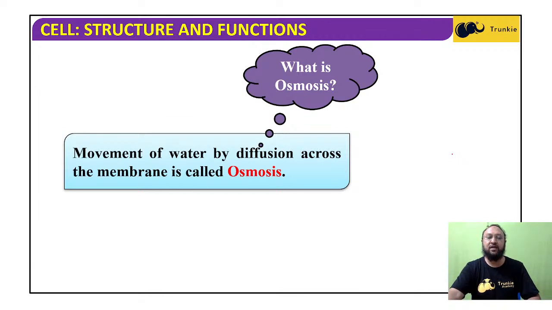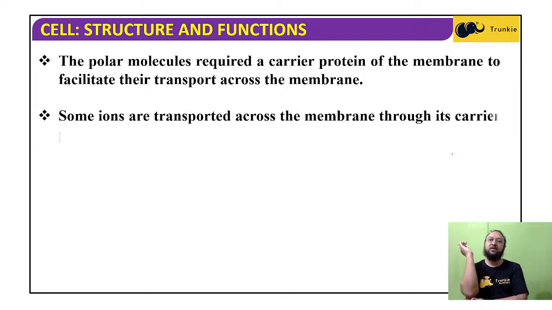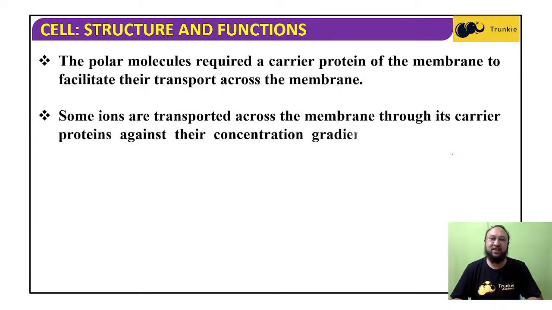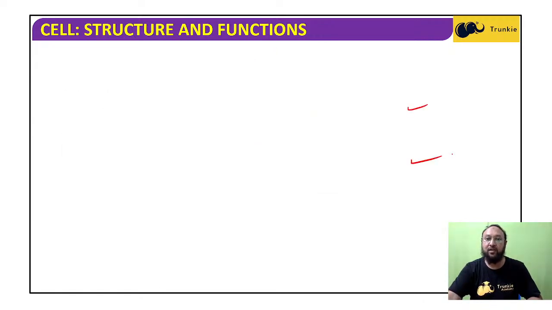Okay, so in case of osmosis, movement of water by diffusion across the membrane occurs. When the water molecules are diffusing into the root hair cells, this is osmosis. Polar molecules require a carrier protein of the membrane to facilitate their transport across the membrane. Polar molecules, not neutral molecules, require some kind of carrier. Like I told you, there is a kind of protein channel like here. So we require a carrier protein.